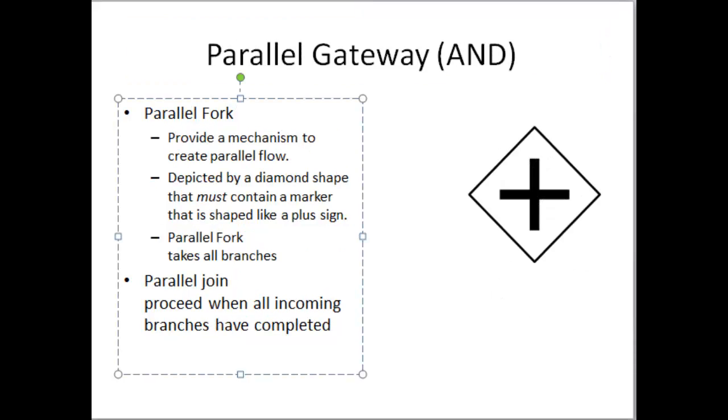A parallel fork provides a mechanism to create parallel flows. It's depicted by a diamond shape that must contain a marker that is shaped like a plus sign. The parallel fork takes all branches. The parallel join proceeds when all incoming branches have completed.